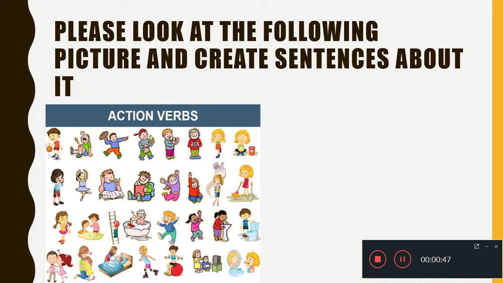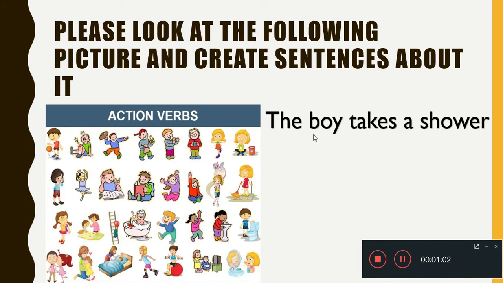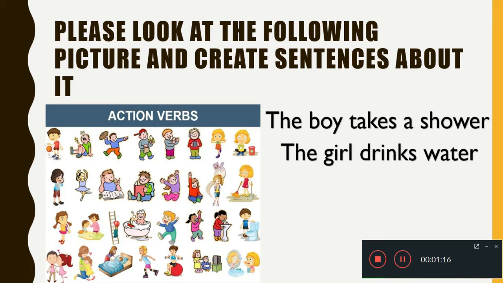We see a lot of people here doing actions, and we are going to list some sentences I have already chosen. For example, number one is: the boy takes a shower. You see, this one is the boy that takes a shower. The number two is: the girl drinks water. This is the girl.